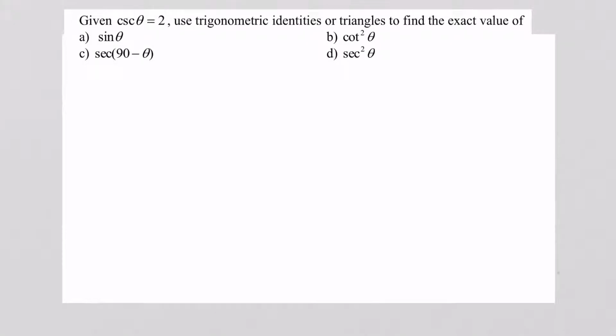Alright, last one of these. We are told that the cosecant of theta equals 2, which means cosecant is hypotenuse divided by the opposite side. Think of it as a fraction, 2 over 1.